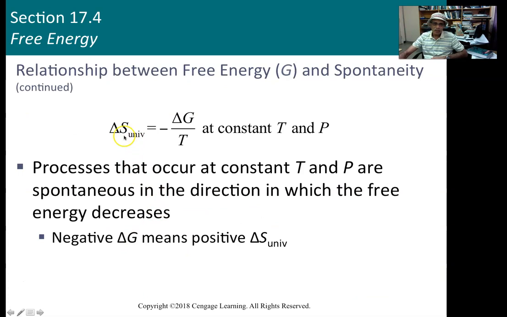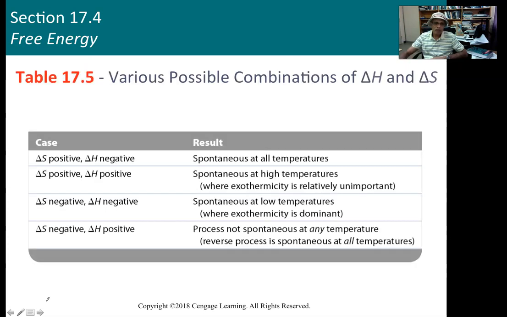So delta S, the change in entropy of the universe, is minus delta G over T at constant temperature and pressure. So here's what I was meaning in that. A negative delta G means a positive delta S. So these are the variations of delta S and delta H that give you a spontaneous process.